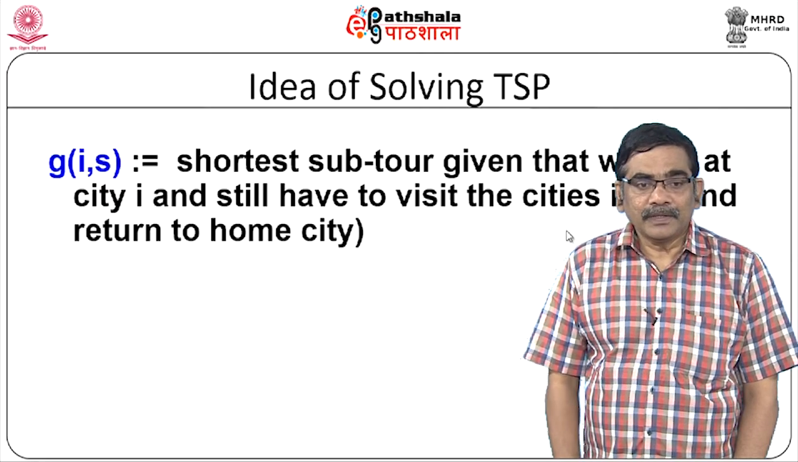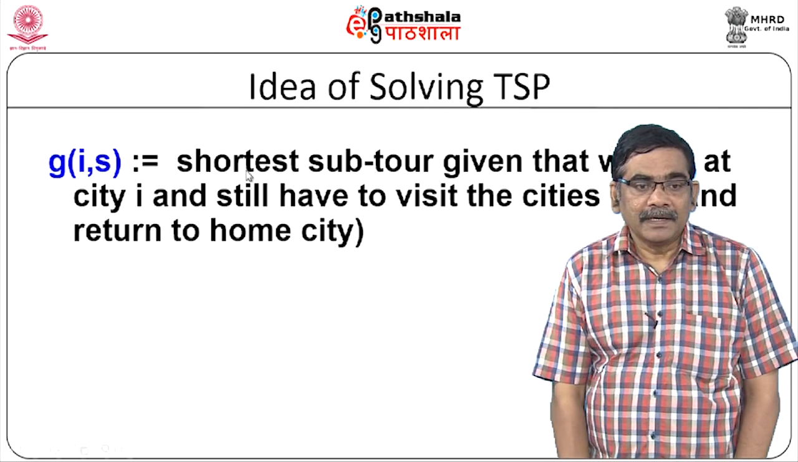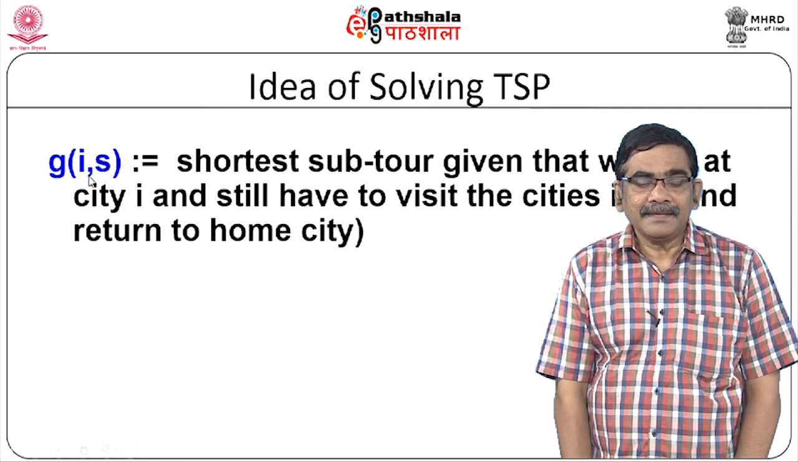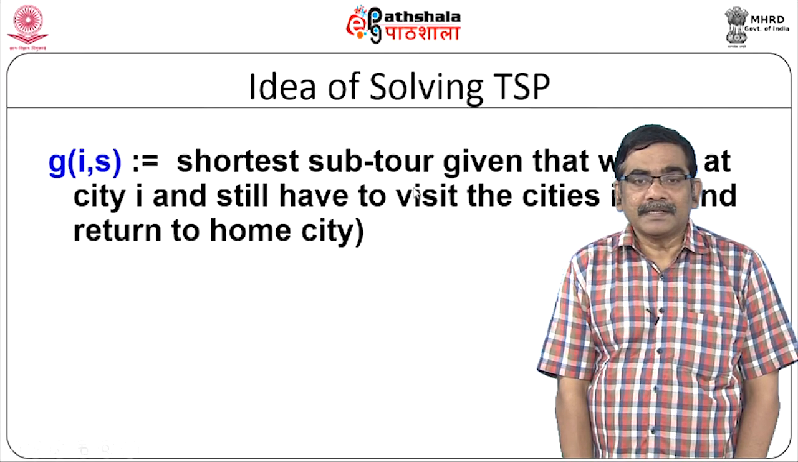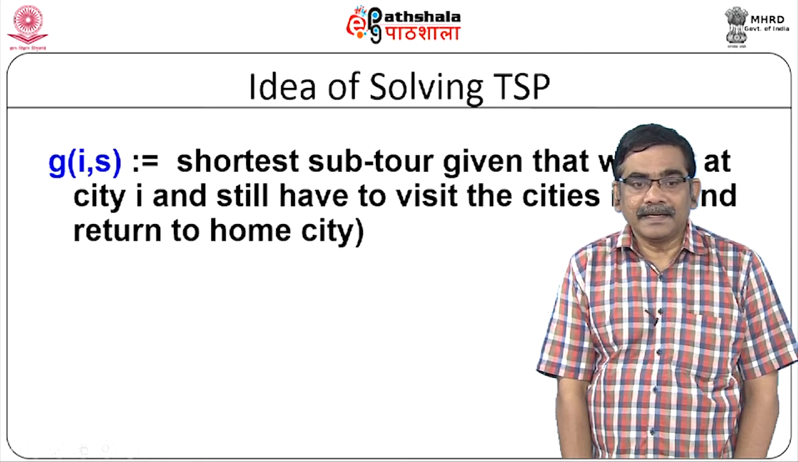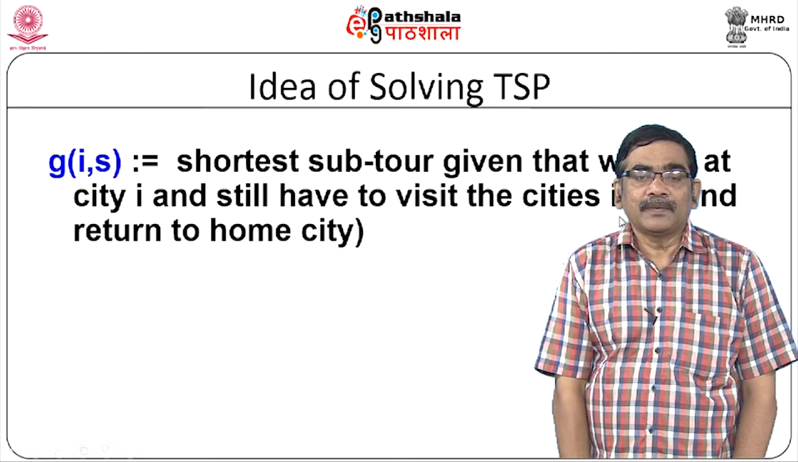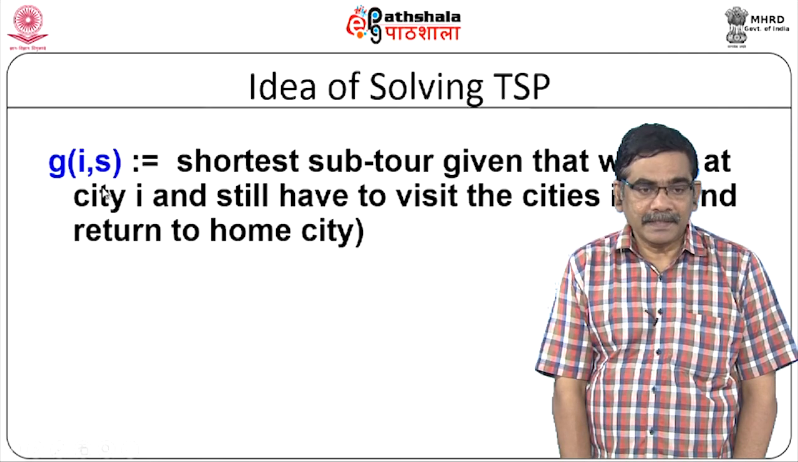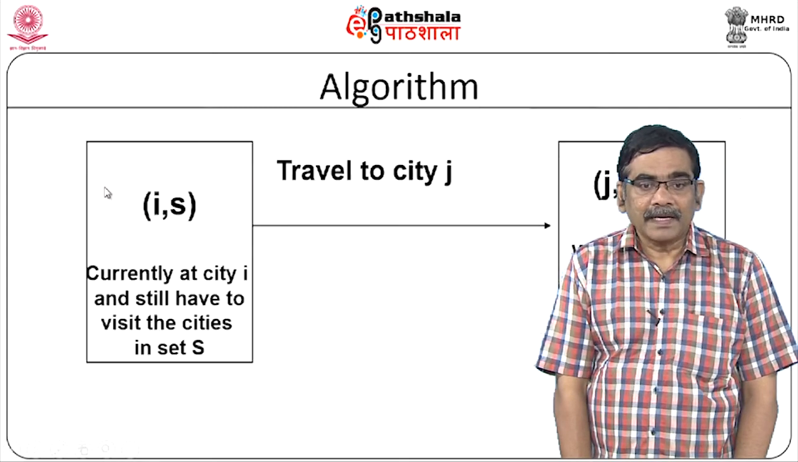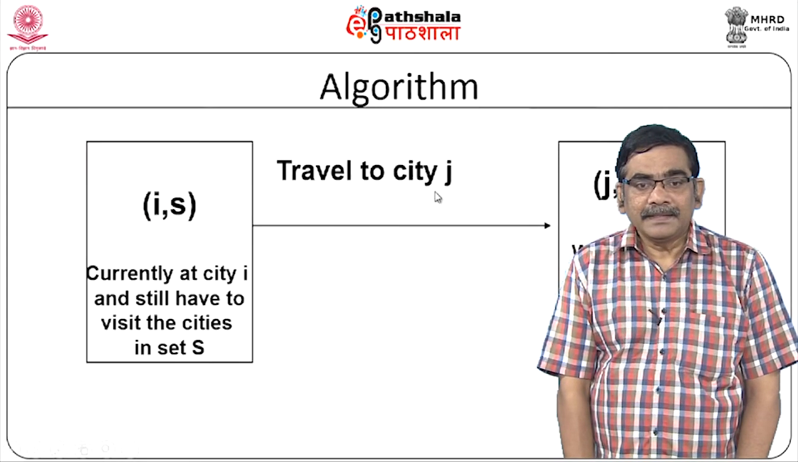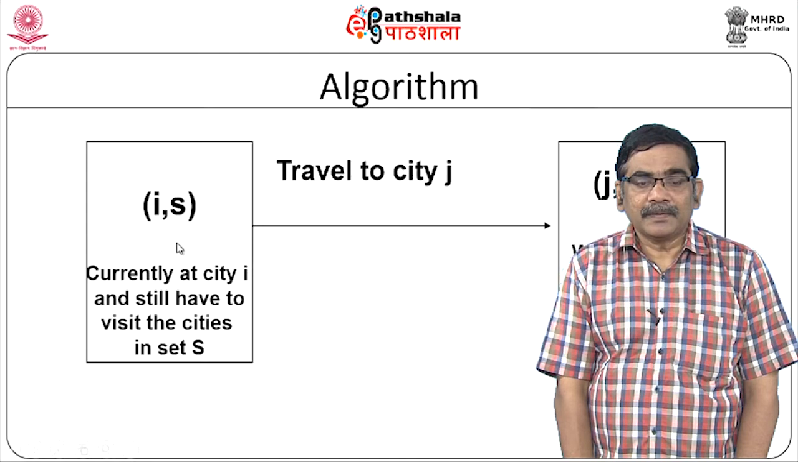So, here we are going to compute the function g of i comma S. It is the shortest subtour given that we are in city i and we have to visit all the cities in S, then we have to come back. In other words, the whole approach of this problem is to compute this g of i comma S. This is illustrated in this particular diagram.